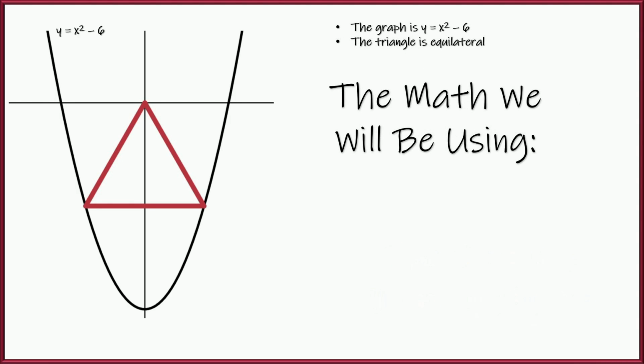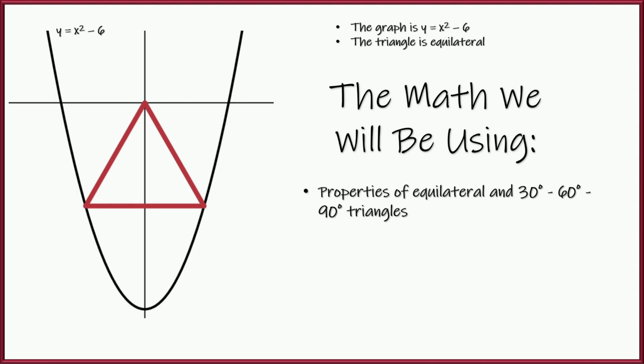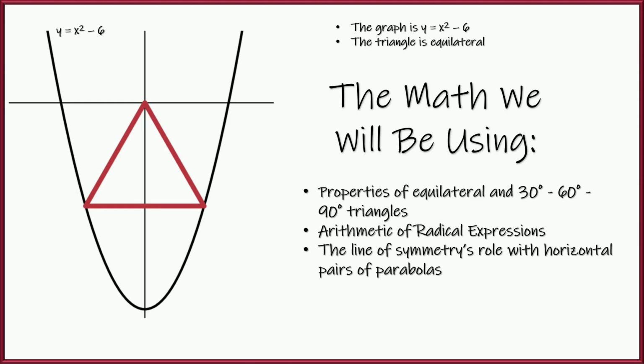So here's the math we're going to end up using. Of course, it's a triangle. It's equilateral, so we're going to use properties of equilateral triangles, and often when we have an equilateral triangle, we make that into a 30, 60, 90. Both of those things will happen. We're going to have to deal with some radical expressions, and we're also going to have to recognize how the line of symmetry and horizontal pairs of points on parabolas are equal distance from that line of symmetry. That's going to be a key idea.